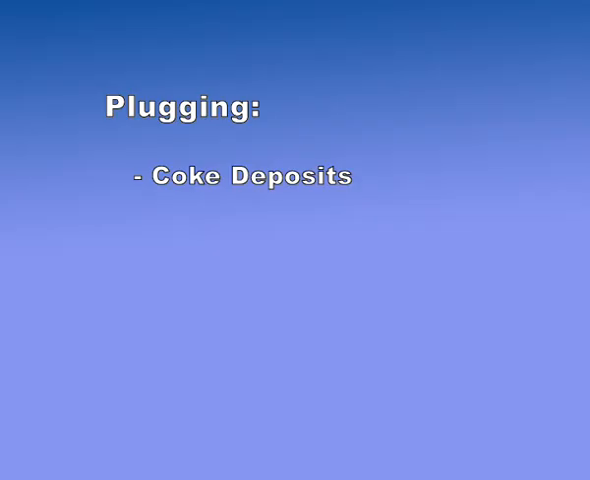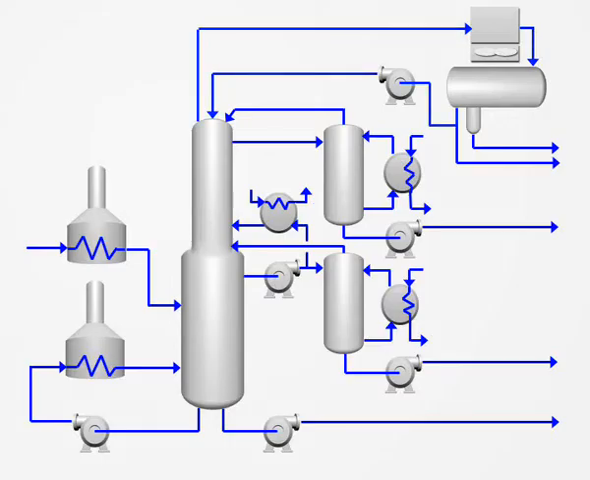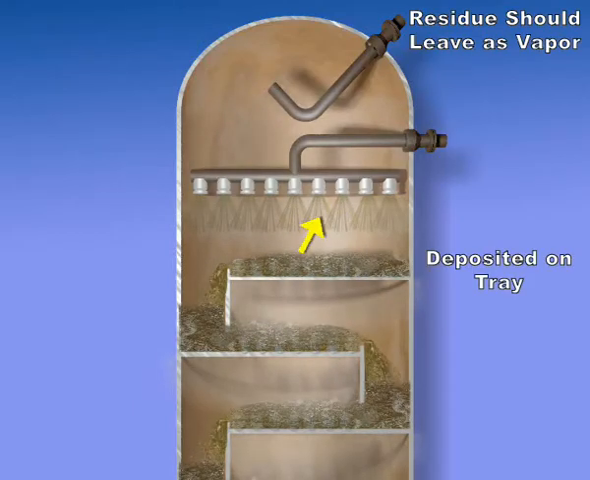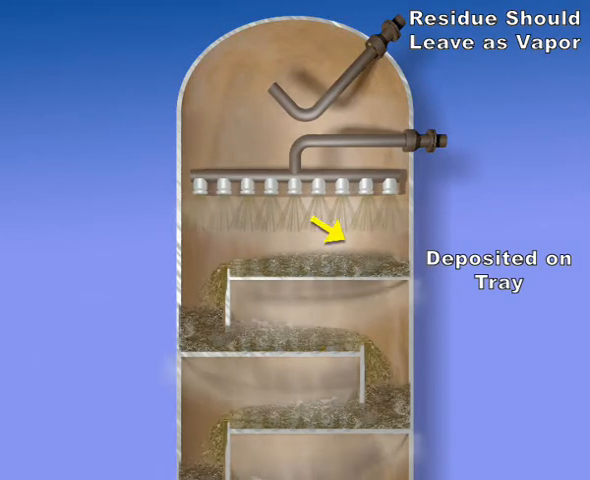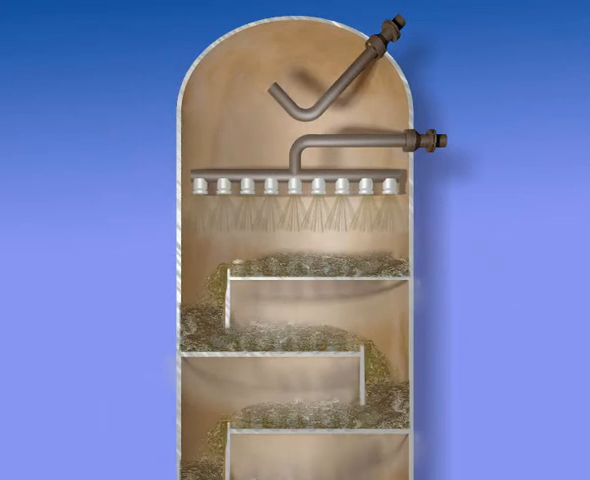Other causes of plugging of the trays include leaving salt deposits. This is referred to as fouling trays. When the overhead system is running too cool, residue that should have left as vapor from the top of the column is deposited on the trays. Besides the negative effect of the plugging, the metallurgical effects, like corrosion from the reaction between the metal and the salts, should be considered. Metallurgy is outside the scope of this presentation.